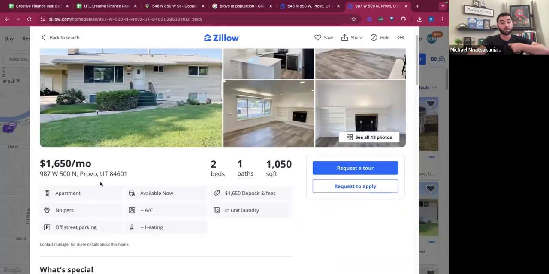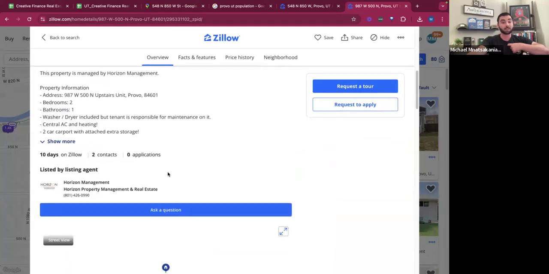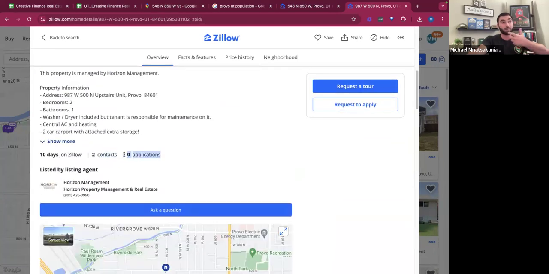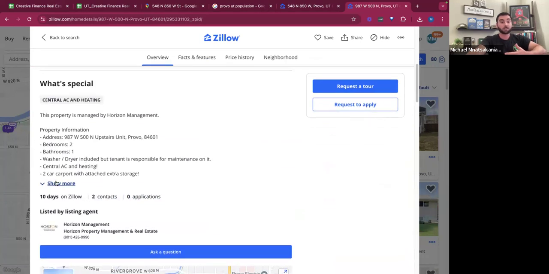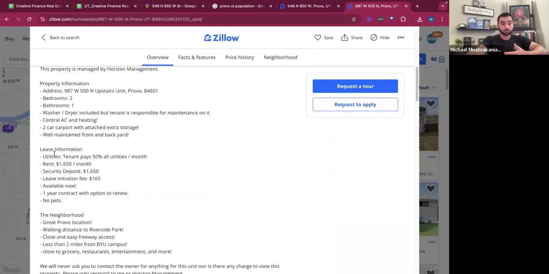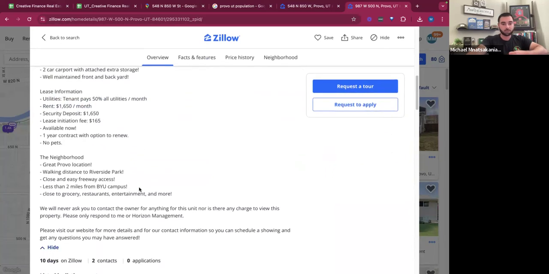Even this one, in my opinion, is considered overpriced because it's sat for 10 days and has had 0 applications. In my opinion, when you don't have any applications in 10 days, your property is priced too high. There's not much else you can do outside of that. Tenant pays 50% of all utilities a month. Okay, that's a little strange.